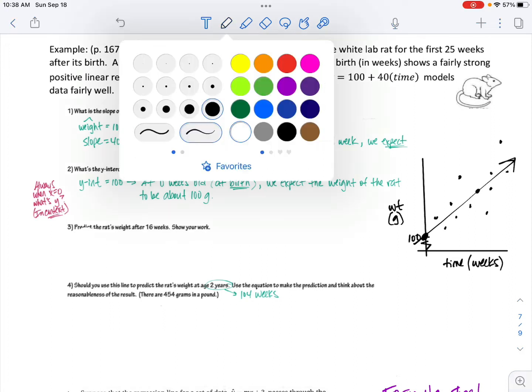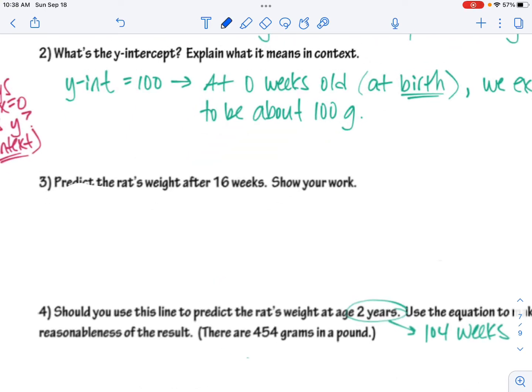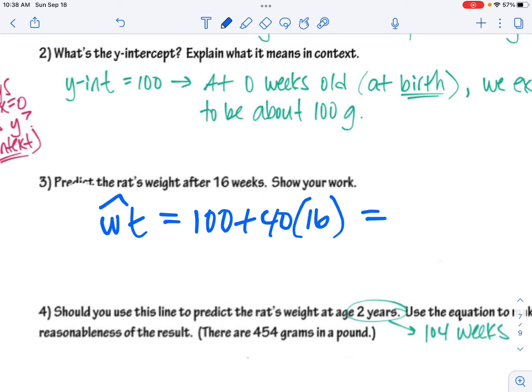Predict the rat's weight after 16 weeks. Show your work. Okay, here's our formula. Predict the weight based on 16 weeks. So yes, it is as simple as plugging in 16 right here. So I'm going to write weight with a little hat over it because it is a predicted weight, not a guaranteed weight. 100 plus 40 times 16. When you plug in 16 for the amount of time, you get 740 grams.